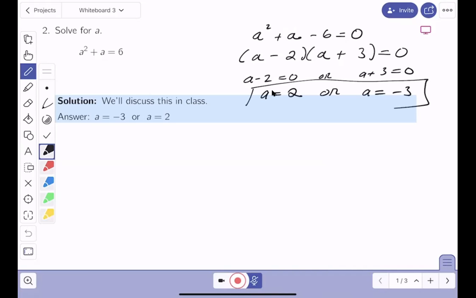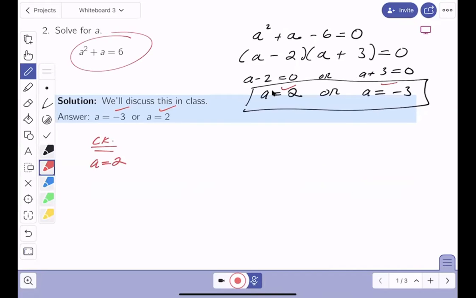Now, when you're doing homework, you'll notice that these answers are clearly listed over here. If you're on the exam, though, no such luxury. You're going to check it. We'll put this down, check. What am I going to check first? Probably a equals 2 because I thought it easy. Where do you check it? In the original. You always do it in the original. Well, what's a squared? 4 plus a, which is 2. Does that equal 6? Of course it does.